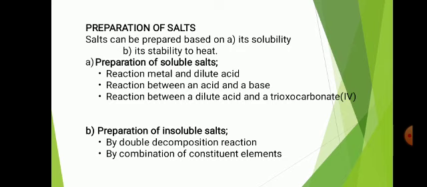The second method of preparing an insoluble salt is by combination of the constituent elements. A good example, iron(III) chloride salt can be prepared by reacting together iron and chlorine to give us iron(III) chloride salt.